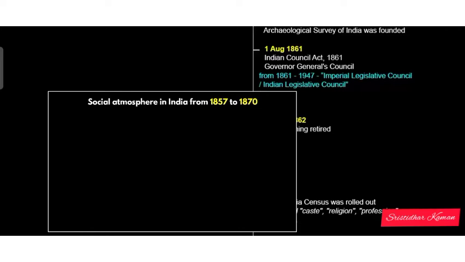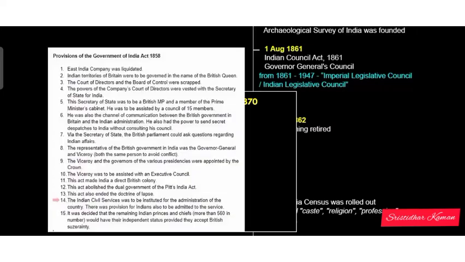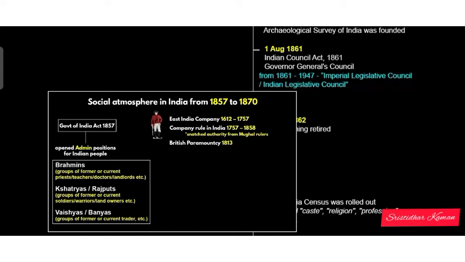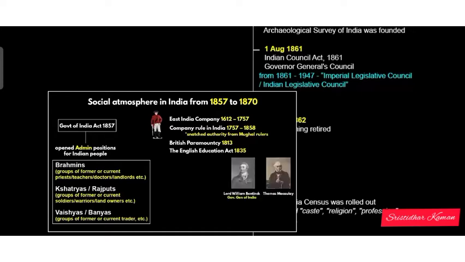If you remember, because of the Government of India Act 1857, the British had opened up the administration positions of the country for Indian people. Now most positions were taken up by the Hindus, and I will tell you why. Initially, when the British came to India as a trading company, they basically snatched the authority from the Mughal rulers. And then after 1800, the British introduced the idea of paramountcy and created many laws and institutions to civilize the Indian society. One of them was the introduction of English education through the English Education Act 1835 by Governor General Lord William Bentinck and Thomas Macaulay.